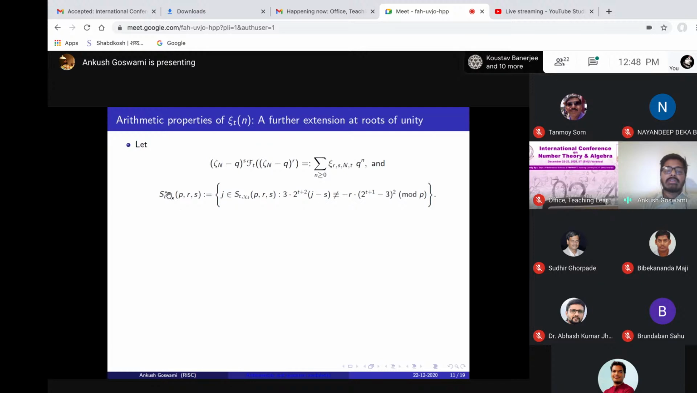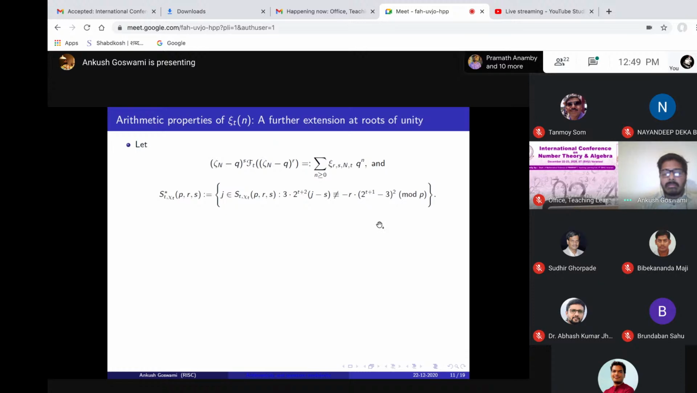So in the paper by Bijawi and others, they do not consider the set S t chi t star. So it is basically in my work that I actually considered this set S t chi t star. So you define the set S t chi t star as the set of all integers in the set S t chi t for which this congruence is not satisfied, basically mod p.